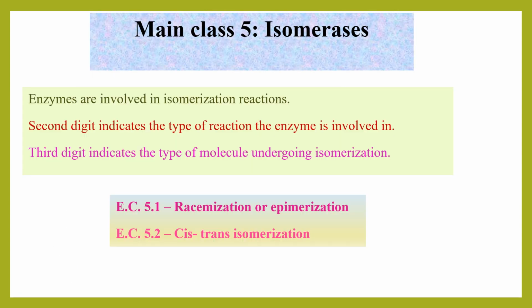Now let us see the fifth main class of enzymes, isomerases. Isomerases are involved in isomerization reactions. Here the second digit indicates the type of reaction that the enzymes are involved in, while the third digit is indicating the type of molecule that is undergoing the isomerization reaction. Here we have subclasses. EC number 5.1 is indicating that it is racemization or epimerization which is taking place, while 5.2 indicates cis-trans isomerization.